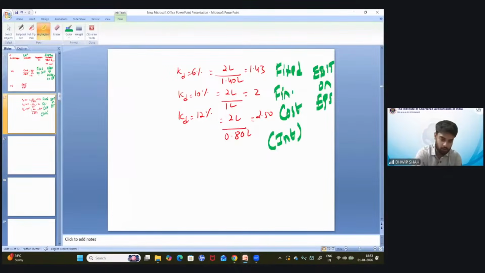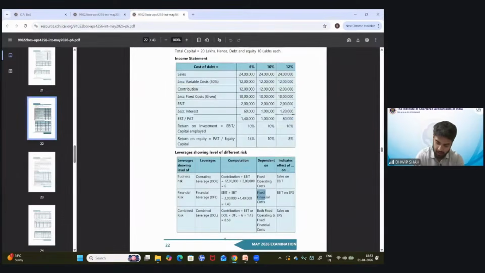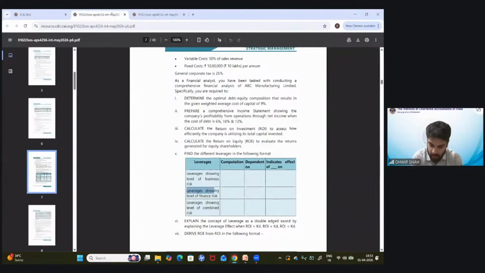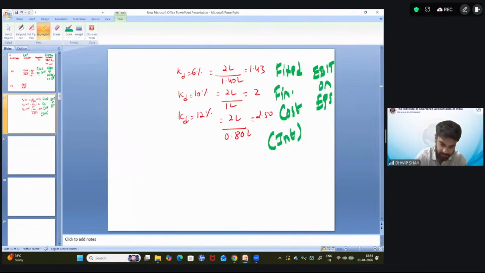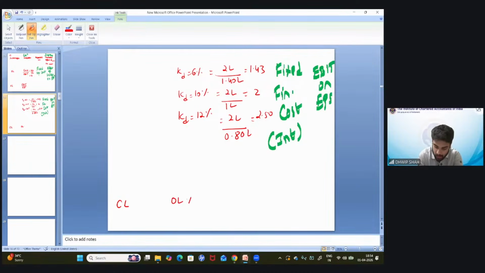Likewise, moving to third. Third में क्या पूछा है? Leverage showing level of combined risk. नाम में ही है. Combined risk means combined leverage. So third is the case of combined leverage. How do you compute combined leverage? It is OL into FL. ठीक है? So again, combined leverage, 3 scenarios. Scenario 1 when KD is 6%, when KD is 10, when KD is 12. ठीक है?